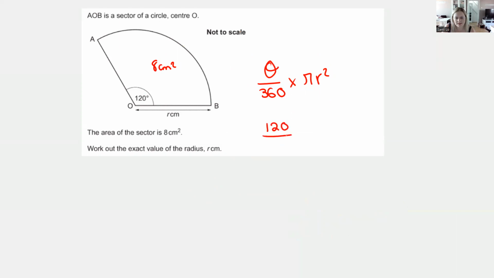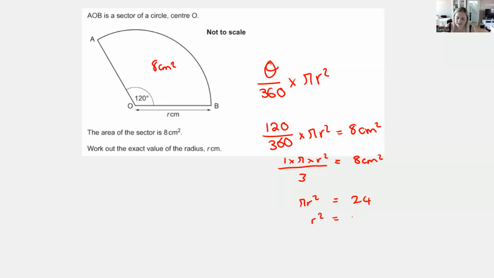So we know 120 over 360 times pi r squared equals 8 centimetres squared. Do a little bit of rearranging here. When you've got that, that's the same as me writing a third times pi times r squared, and that gives us 8 centimetres squared, which is the same as me saying pi r squared is 8 times 3, which is 24.